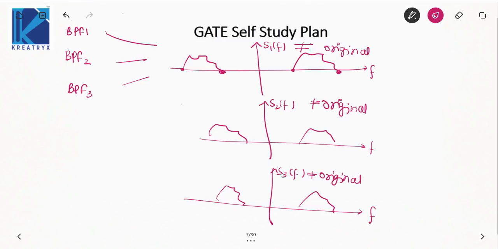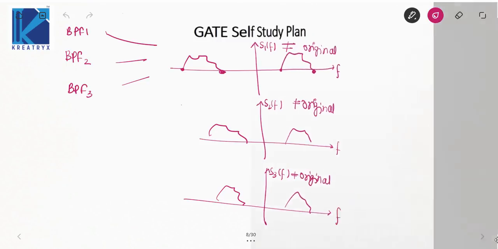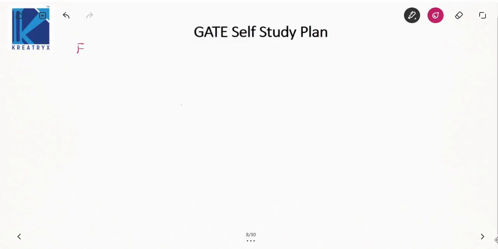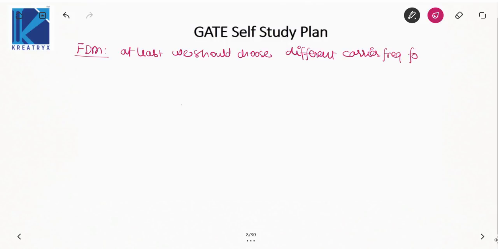So from this discussion we concluded that if we want to do frequency division multiplexing, at least we should choose different carrier frequencies for different users or different message signals. Now let us have case 2.